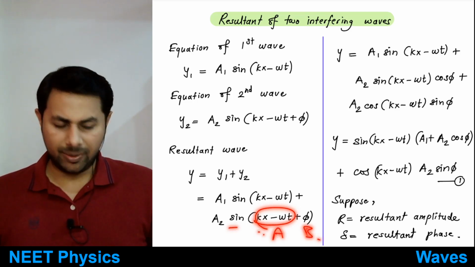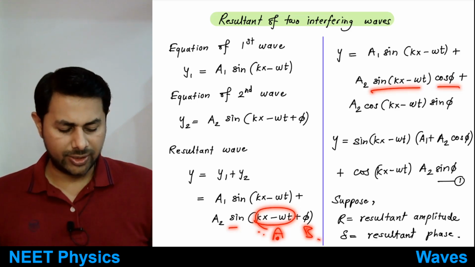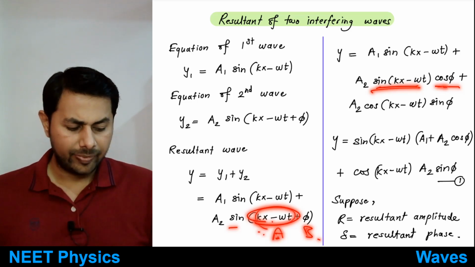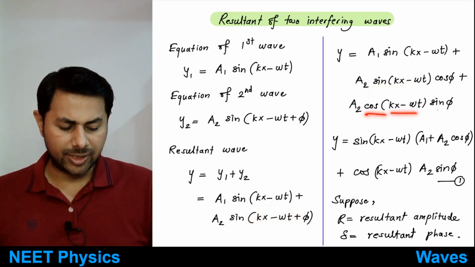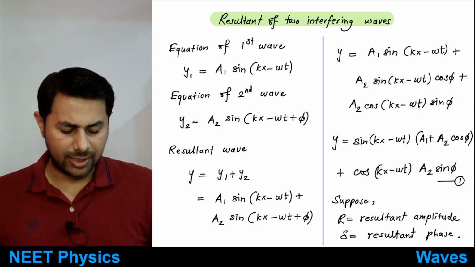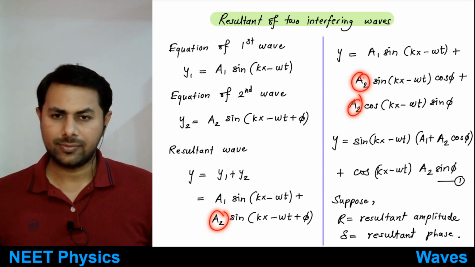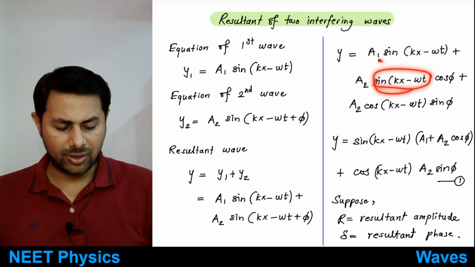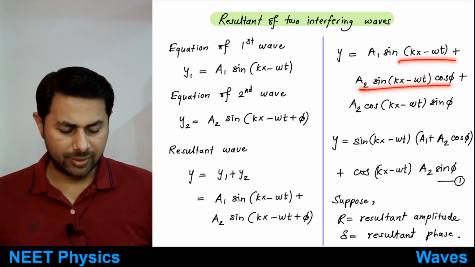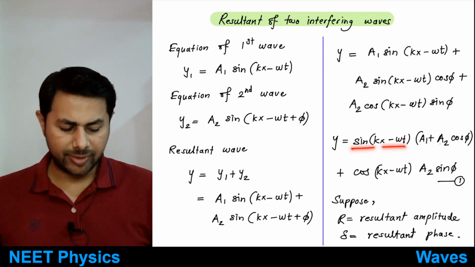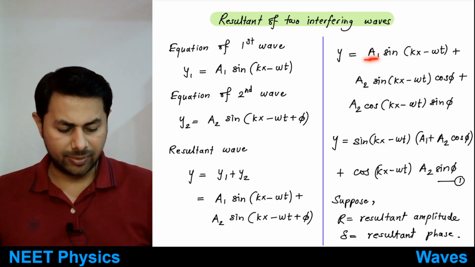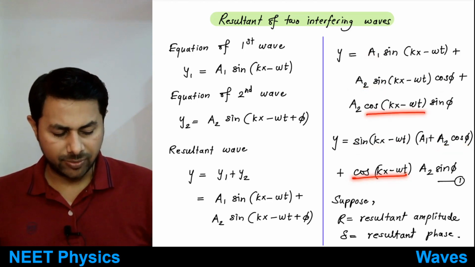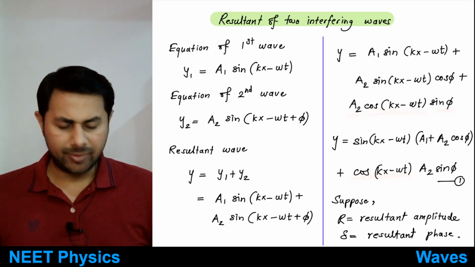Then sine of a plus b is sine a cos b plus cos a sine b. So what is a? kx minus omega t. So sine of kx minus omega t, cos of b, that is cos of phi, plus cos of kx minus omega t, sine of phi. You have two terms and both are multiplied with a2. Then you can take sine of kx minus omega t common from the first term and this term. What remains is sine of kx minus omega t multiplied by a1 from the first term, then a2 cos phi from the second one, plus cos of kx minus omega t multiplied by a2 sine phi from the second one.